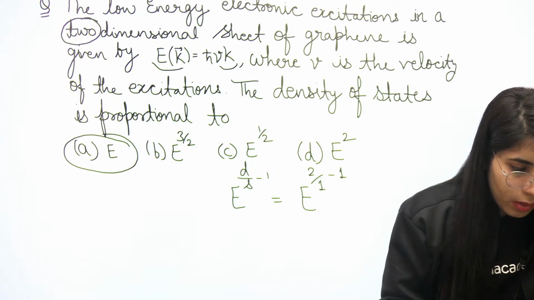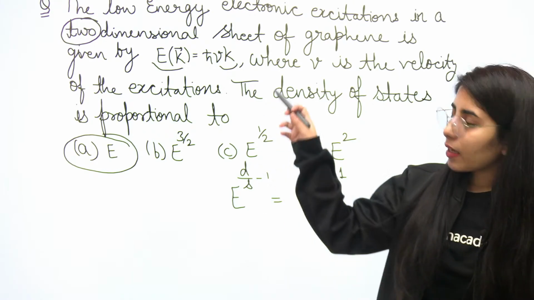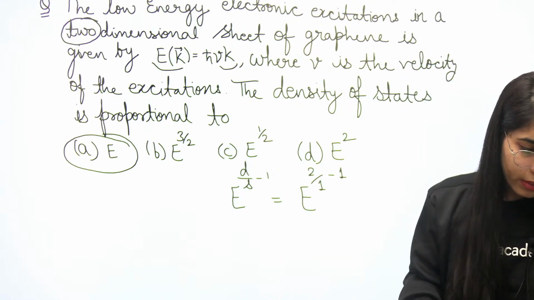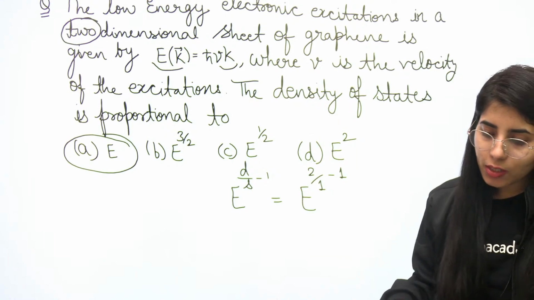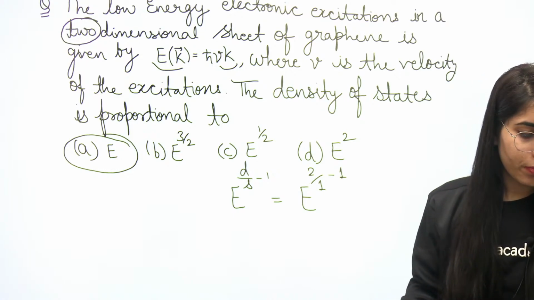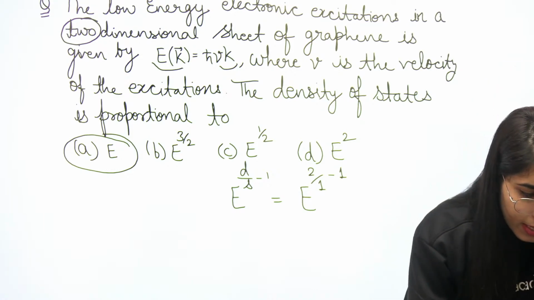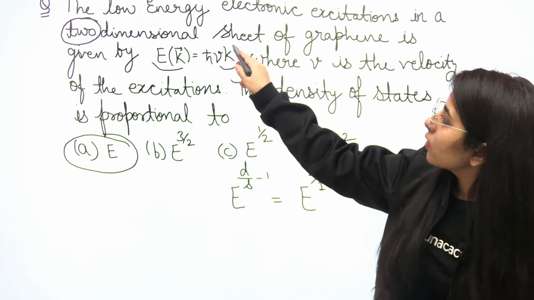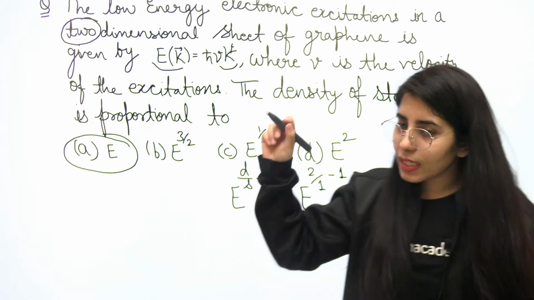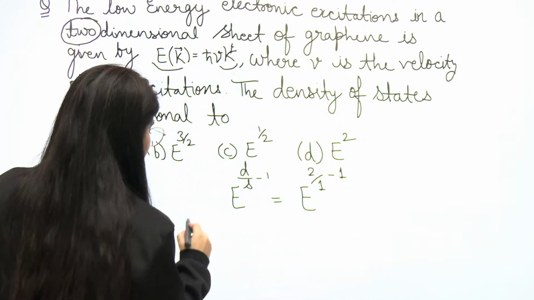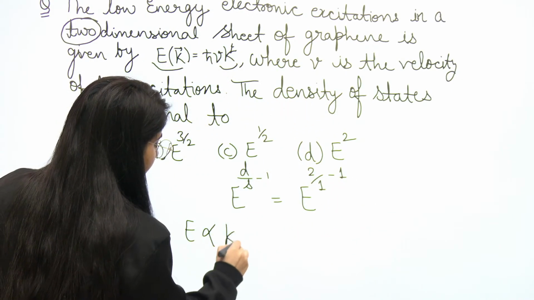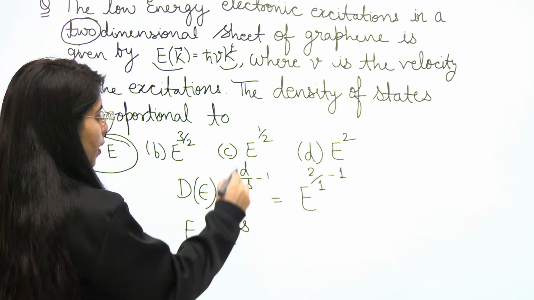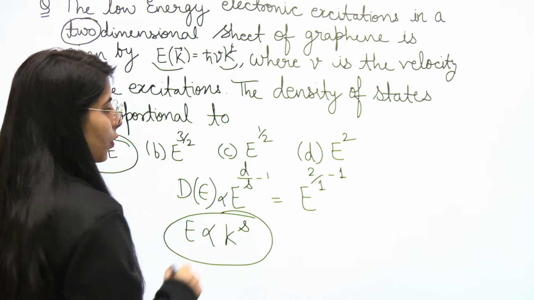Done? Look at the power of K. Very good. Meenu, is that clear? That is the power of K. Look at this, K to the power 1. So E is proportional to K to the power s. In that case, the density of states will be proportional to E to the power d upon s minus 1. That's how you can write it.